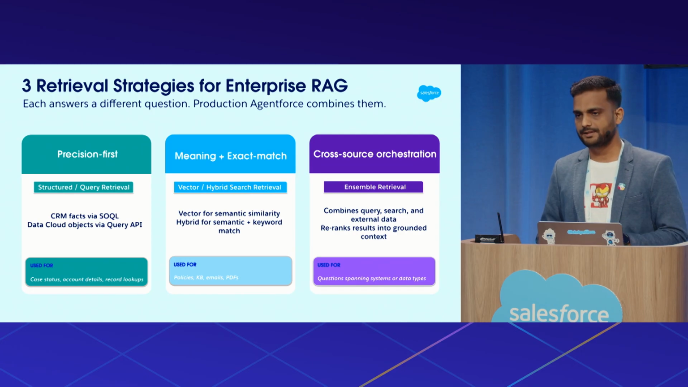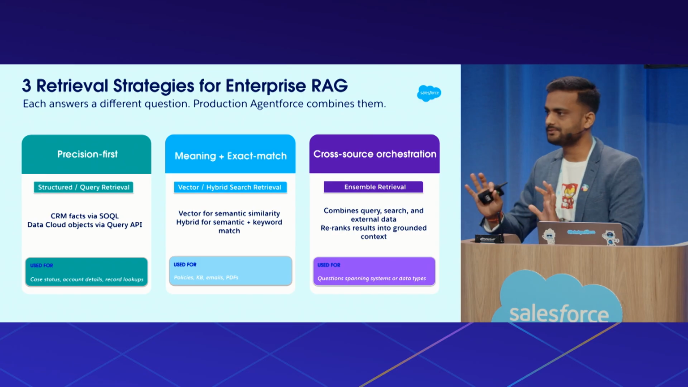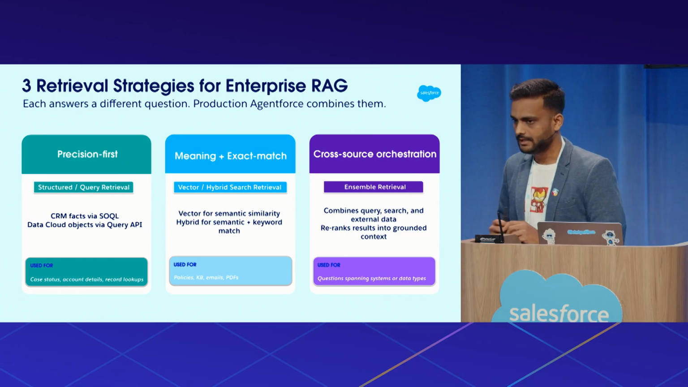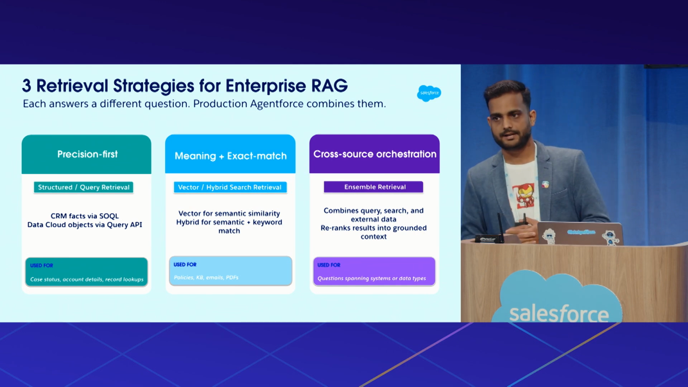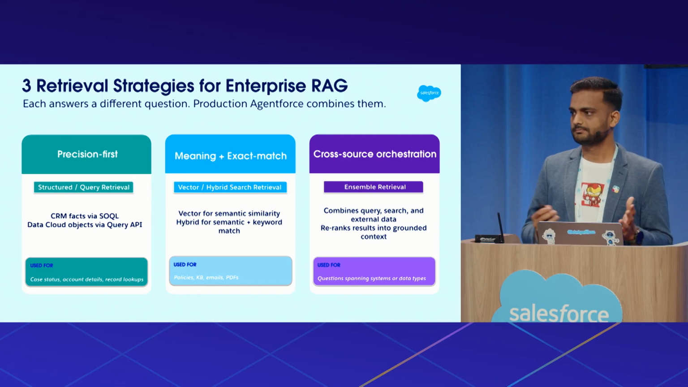Now, let me ask you a very simple question. A user came in and asked your agent, when is my case reopened, and what is the SLA for a platinum tier account, right? So what is the retriever that you are going to choose? Any guesses?